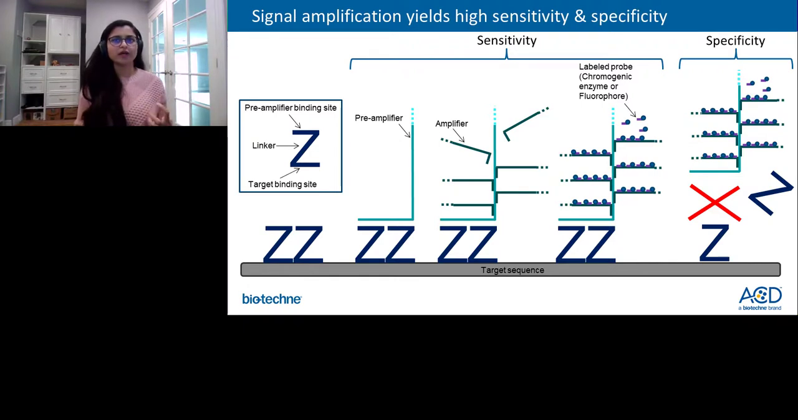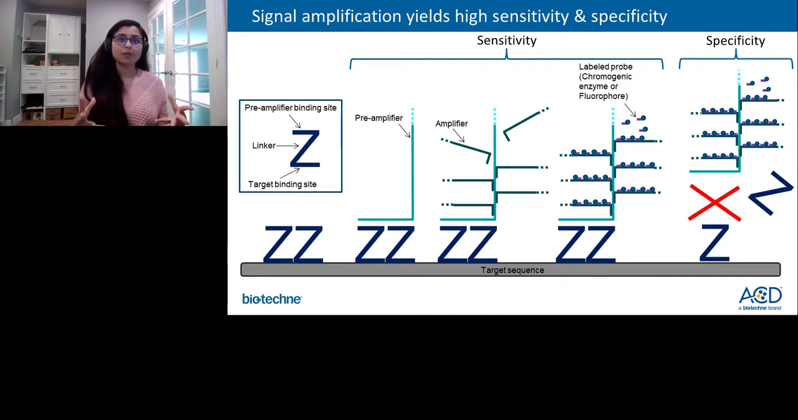Now, how do we ensure high specificity? As I mentioned earlier, the two Z probes have to bind in tandem next to each other. If a Z probe does not bind specifically to the target sequence, then the preamplifier cannot bind onto the Z probe and there won't be any signal detected. As a result, this allows for high signal to noise ratio, ensuring high sensitivity and specificity of detection.